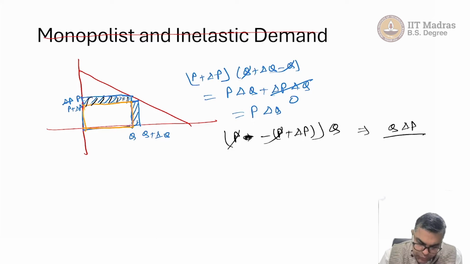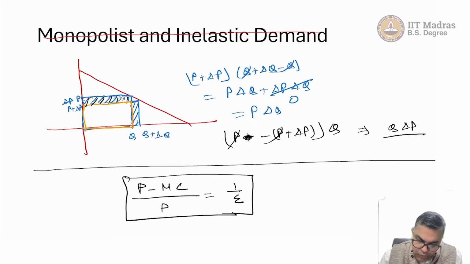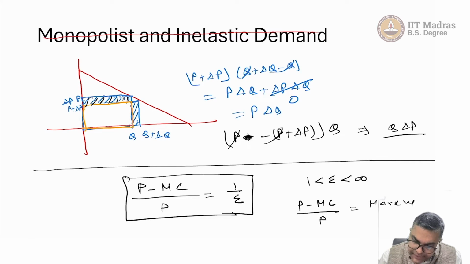Before we move to welfare loss, I must remind you once again what we have obtained as the optimization condition: (P minus MC) divided by P is equal to 1 by epsilon, and we have also figured out that a monopolist will operate in a zone where epsilon is between 1 and infinity. And this particular (P minus MC) divided by P, this is what we call markup over marginal cost.